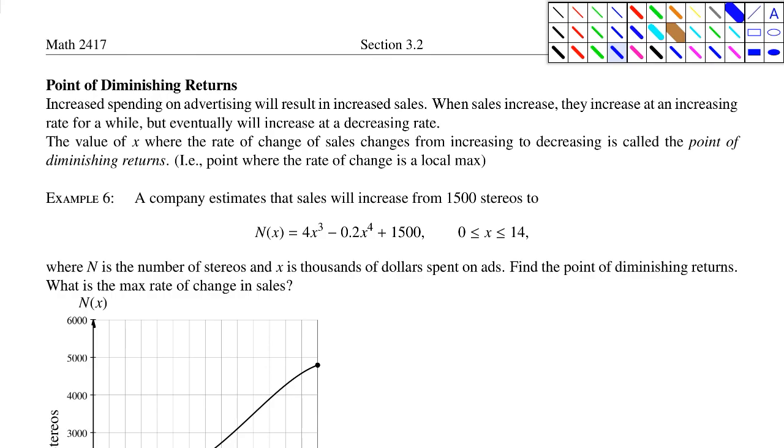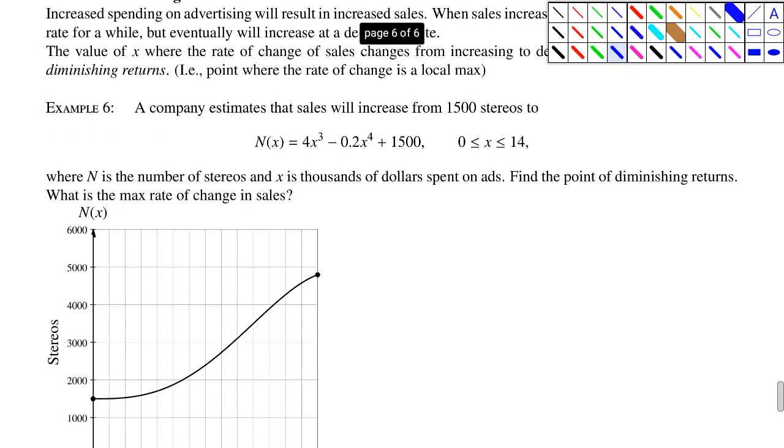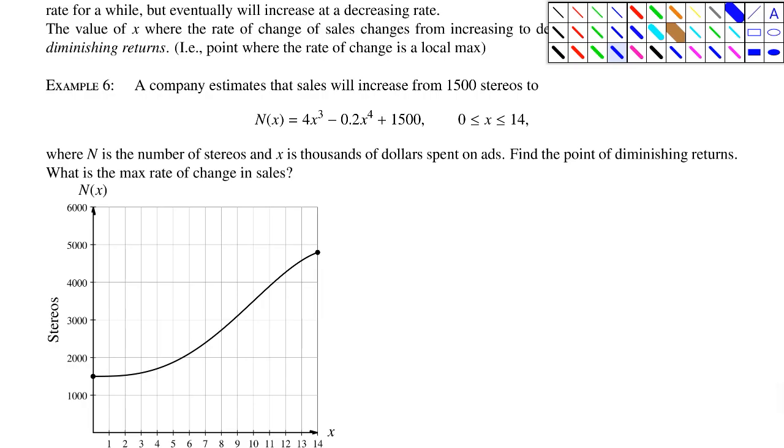So let's take a look at this example number 6. A company estimates that sales will increase from 1,500 stereos to N of x equal to 4x cubed minus 0.2x to the 4th plus 1,500, with x from 0 to 14, where N is the number of stereos and x is thousands of dollars spent on advertising. Find the point of diminishing returns, and what is this max rate of change in sales?